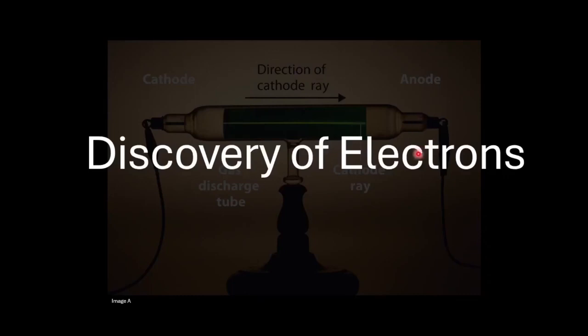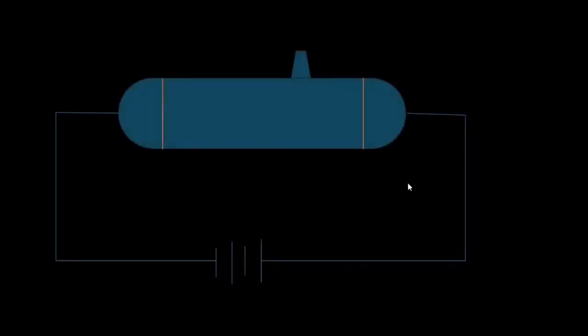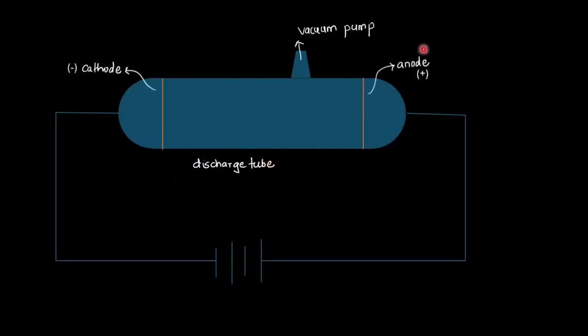The discovery of electrons is attributed to the cathode ray experiment. In the cathode ray experiment, a very low pressure is maintained inside the discharge tube. The discharge tube is nothing but a glass vessel with electrodes sealed inside it. The low pressure is maintained by evacuating as much gas as possible by using a vacuum pump.